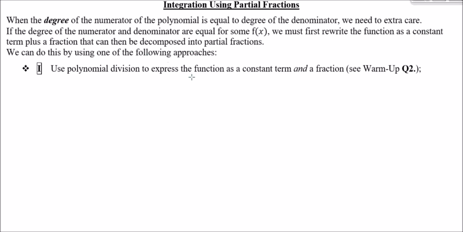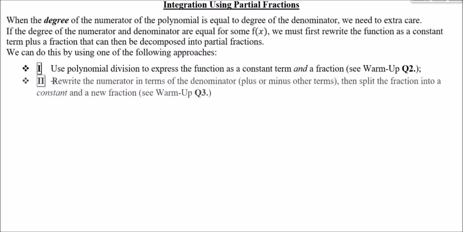So using this idea here, we get a constant term, then a fraction, and then that fraction, which in itself we might need to split into partial fractions again. So that's approach 1. I'm going to show you how approach 1 works, and I'm going to show you how approach 2 works as well. Approach 2, what we could do is we can rewrite the numerator in terms of the denominator, plus or minus other terms to cancel out and to balance, and then split the fraction into a constant and a new fraction. See Warm-Up question 3 for how we did that in practice. I'll show you again here.